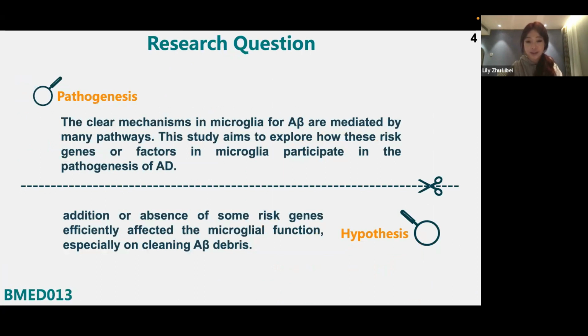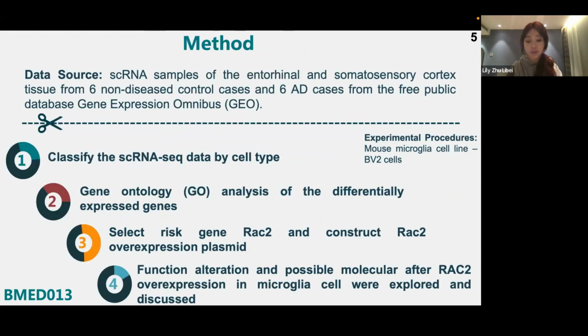The A-beta clearance in microglia is mediated by many pathways. My research aims to explore how risk genes participate in the pathogenesis of AD. My hypothesis is that the addition or absence of some risk genes efficiently affects microglial functions, especially the cleaning of A-beta debris. So what are the processes and the plan for the experiment?